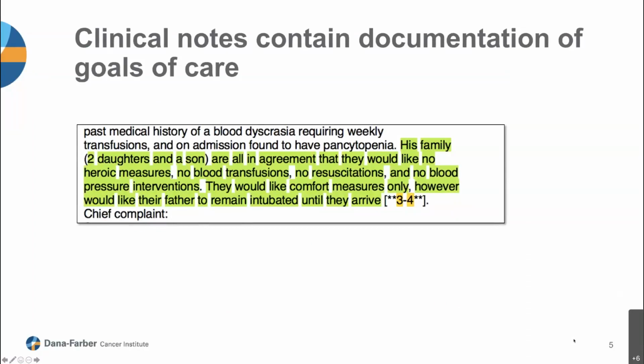Here I'm showing an example of a note from a patient who was admitted to the ICU, and the clinician has documented that his family, 2 daughters and a son, are all in agreement that they would like no heroic measures, no blood transfusions, no resuscitations, no blood pressure interventions. They would like comfort measures only. However, they would like their father to remain intubated until they arrive. This type of information would be very difficult to fit into checkboxes.